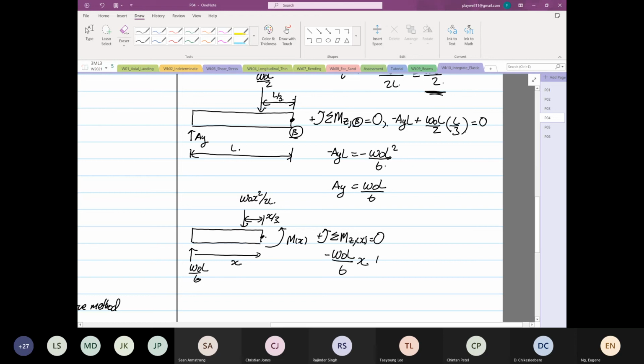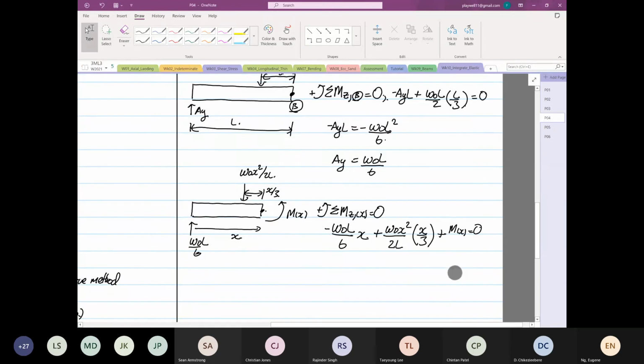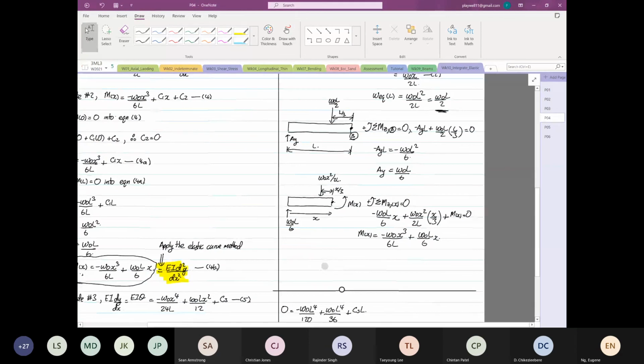Then the other one is plus omega naught X squared over 2L, multiplied by X over 3, right? And then plus M as a function of X, the whole thing is equal to 0. So M as a function of X is equal to minus omega naught X cubed over 6L, plus omega naught L over 6 x. Am I right? I think so.